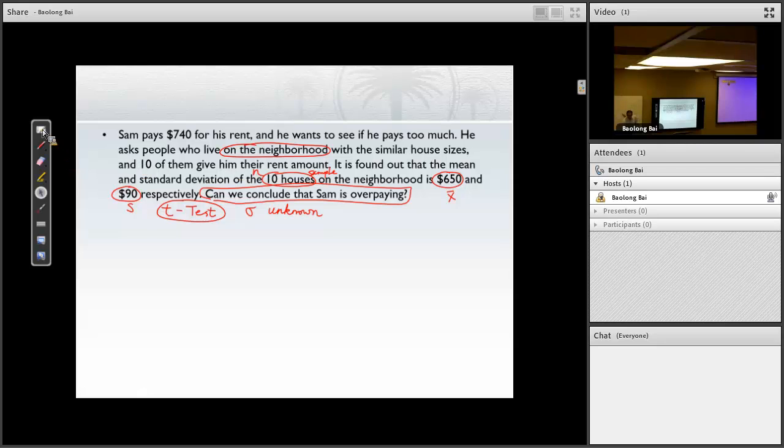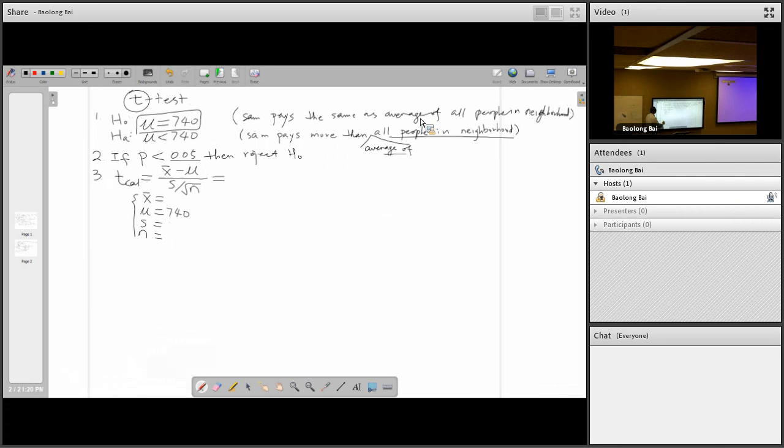Then we put it into the calculation here. X bar is 650, s is 90, n is 10. We calculate it. That would be 650 minus 740, s is 90, square root of n is the square root of 10, and we can calculate this out, right? If you calculate it correctly, this will be negative 3.16. So the test statistic is calculated.